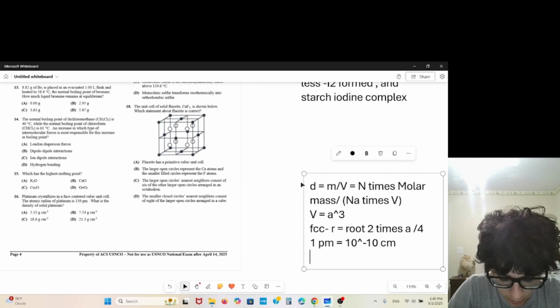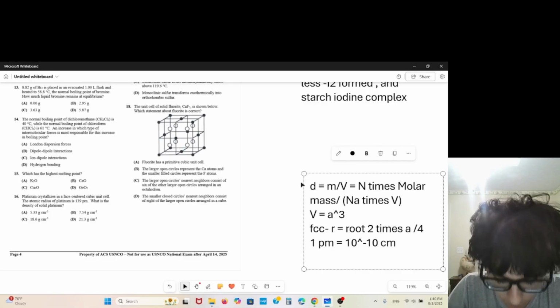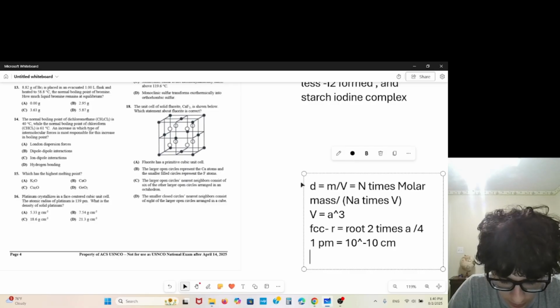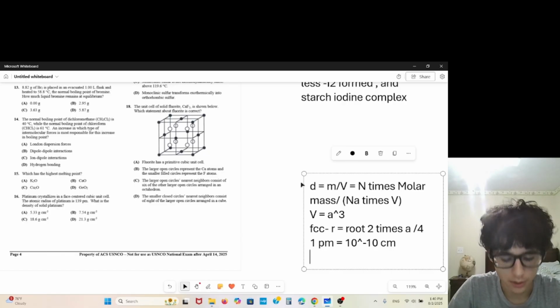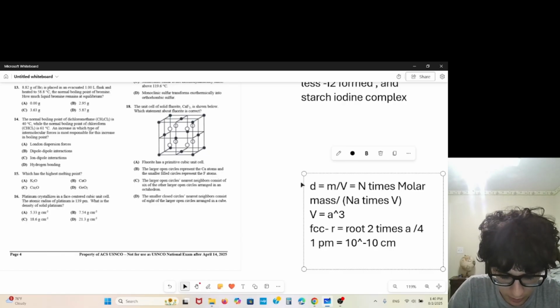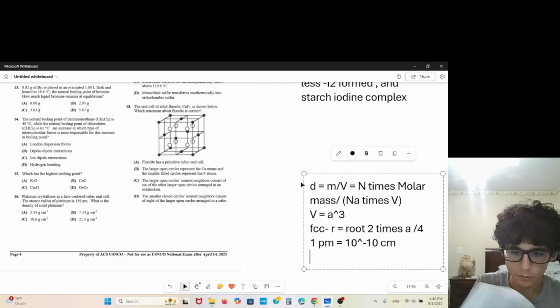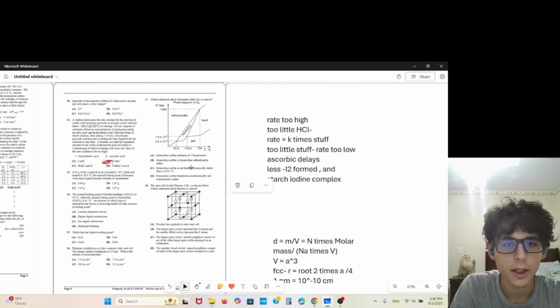139 times 4 over root 2, which is 2 to the 1 half on your calculator. Now you're going to multiply that by 10 to the negative 10. So 3.93 times 10 to the negative 8 centimeters. So cube that. Multiply by 6.022 times 10 to the 23. And now you're going to do 4 times 195, which is the molar mass, and divide it by 36.59. So 21.31. Perfect. All right. So that was that.